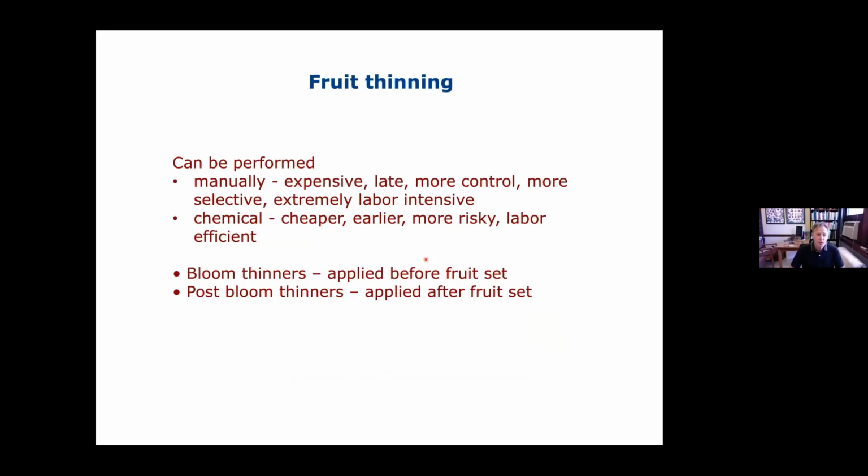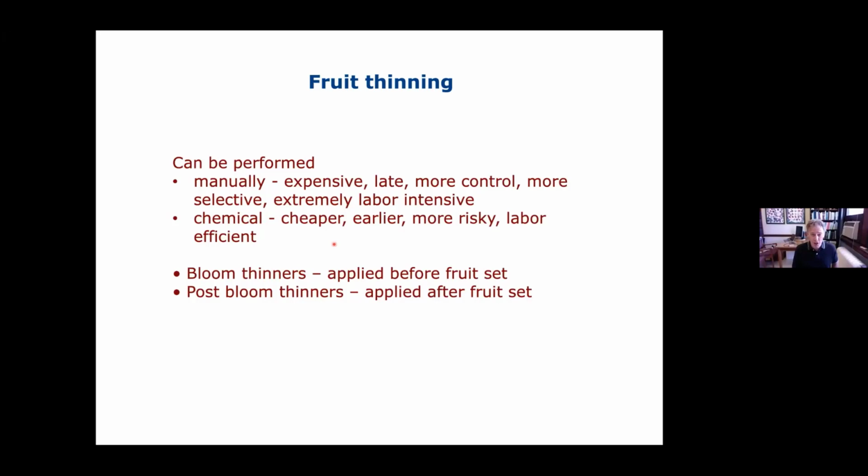So you can perform this manually. This is expensive. Typically you do it later, so it doesn't work as well. You have a lot more control though, and you can be selective. So if there's damaged fruit, you can remove those. If there's misshapen fruit, you can remove those. But it's also extremely labor intensive. If you have 1 tree in your yard, this is the way to do it. If you have more than about 2 or 3 trees, it just becomes impossible. And if you have thousands of trees or acres of trees, then it is impossible. And so then you have to resort to chemical thinning.